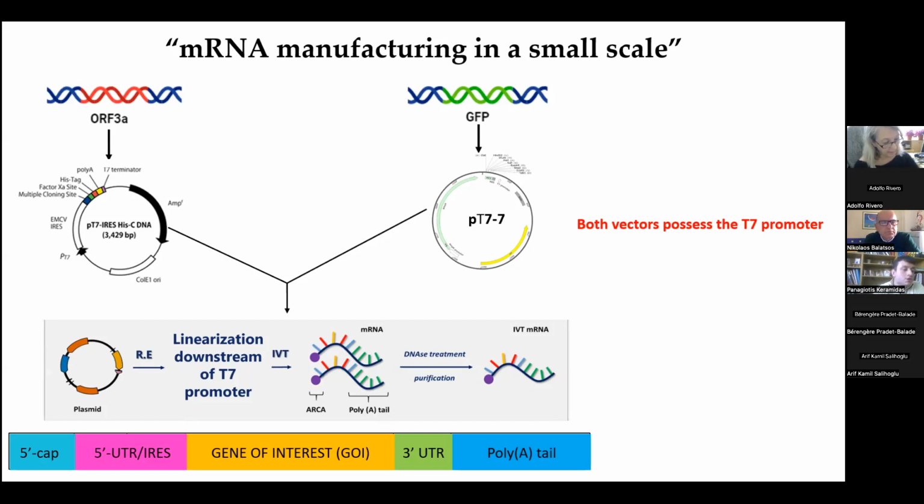And there is also the capability of adding a poly-A tail in the 3' end of the generated mRNA. However, pT7.7 only contains the T7 promoter. It doesn't contain the IRES or the poly-A characteristics, just the T7 and the His-tag fusion, in order to detect our protein later inside the cells. So we proceeded with the linearization downstream of the T7 promoter and gene of interest region.